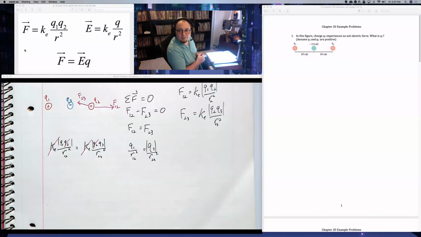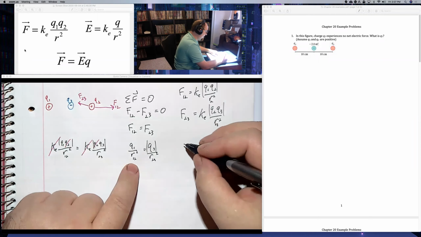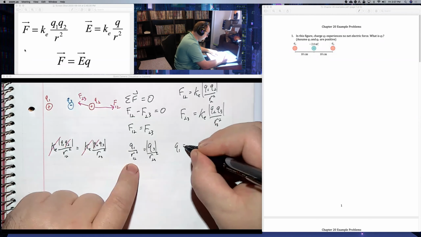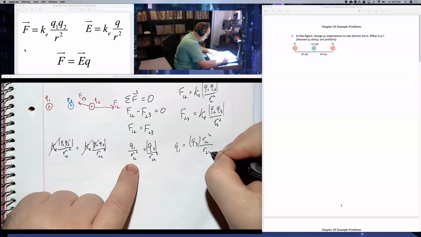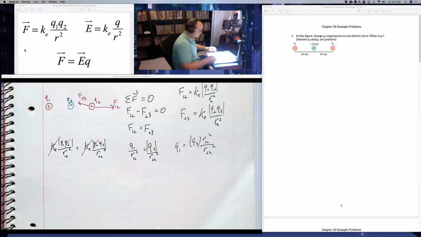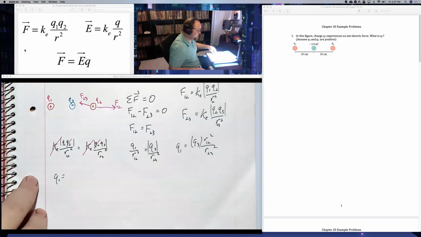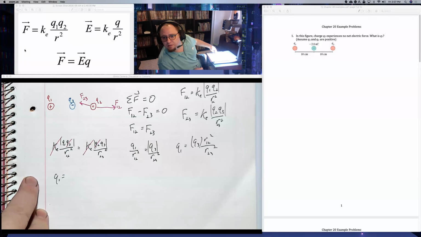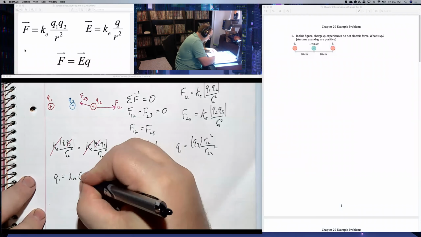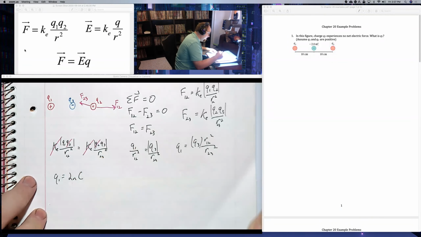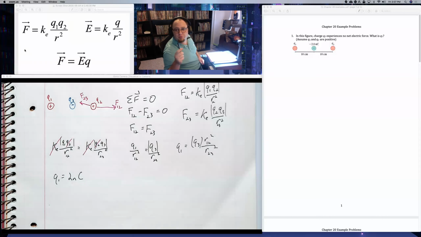Now my goal was to solve for Q1. Yeah, my goal is to solve for Q1. So I'll take this and I'll multiply both sides by R12 squared. And then plug in. Q1 equals the absolute value of Q3. Let's see, Q3 is -2 nanocoulombs. So I'm just going to make it absolute value. I'm going to drop the negative sign. R12.